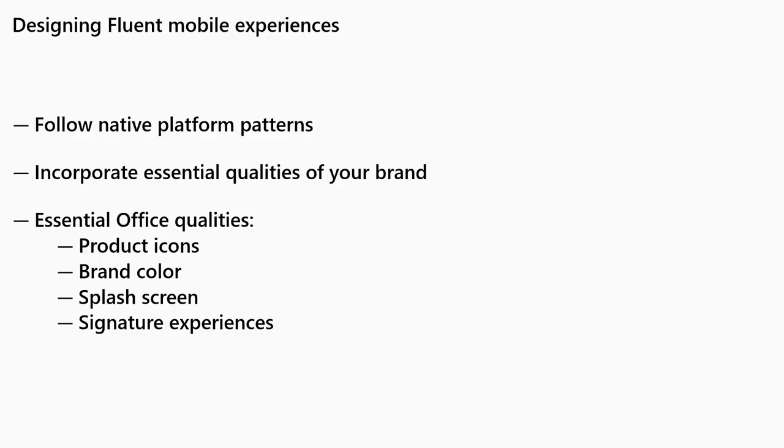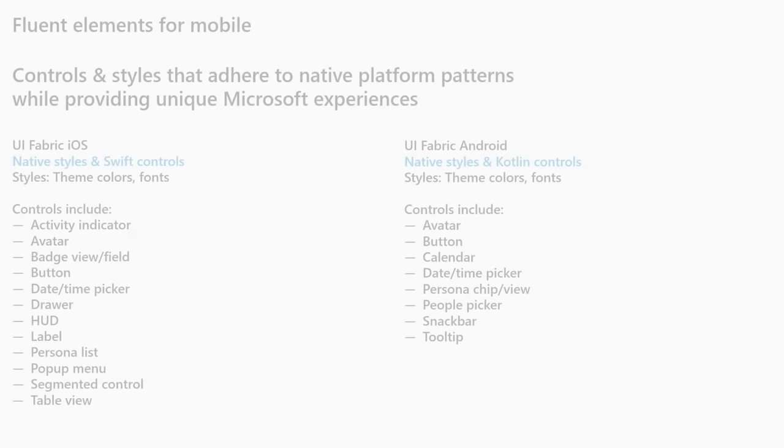So yeah, firstly, I'll frame our approach to designing mobile apps, as this informs what you'll see in the UI libraries. In general, we follow the patterns and metaphors of each native platform to ensure a user feels a familiarity with the app. At the same time, we incorporate the essential values and attributes that are unique to your product. For example, with Office, we use our icons, color palettes, splash screens, and signature experiences like Date Picker or People Picker across all mobile experiences. Awesome. Back to you guys.